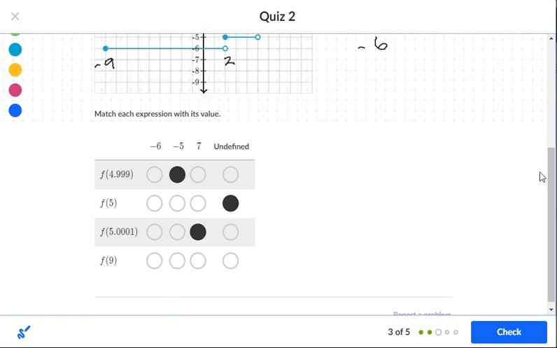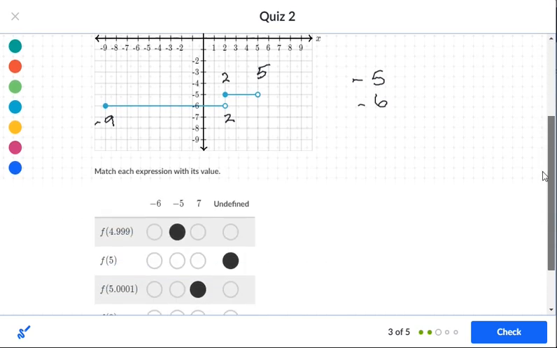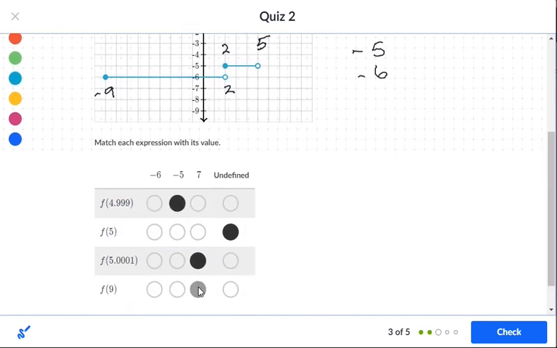Next point is 9. So we have a +9 here. Well, +9 is here. It is solid, so it is contained on the 7. So 9 is contained on the 7 here.